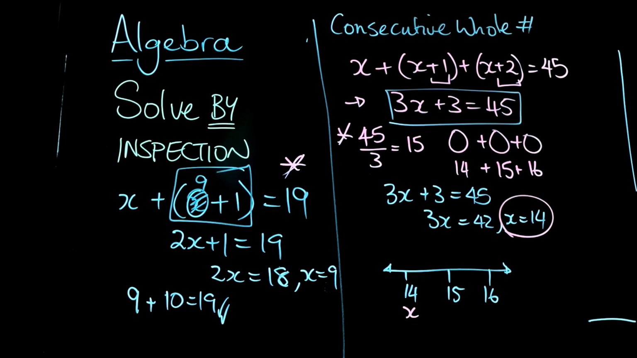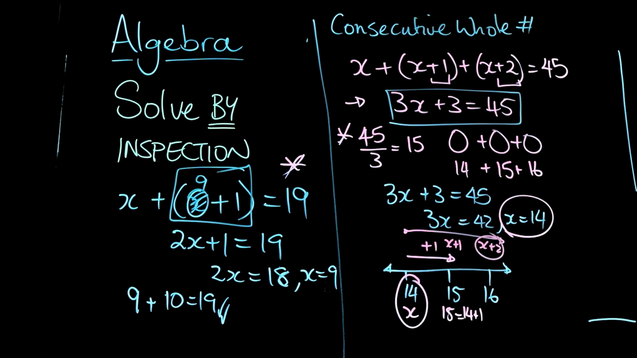I'm going to call that x. Well, 15 is equal to 14 plus 1, and that could be the same as x plus 1. So if I'm calling 14 x, 15 is just add 1, so 15 is the same thing as x plus 1. And then finally, 16 is the same thing as x plus 2.